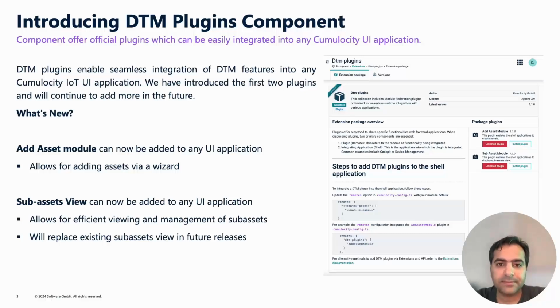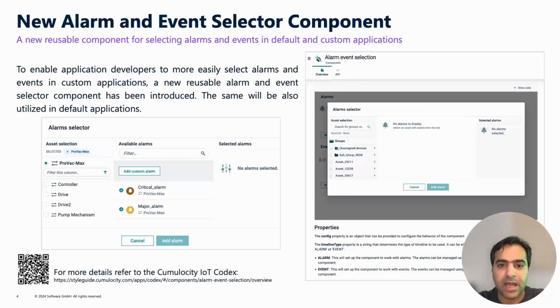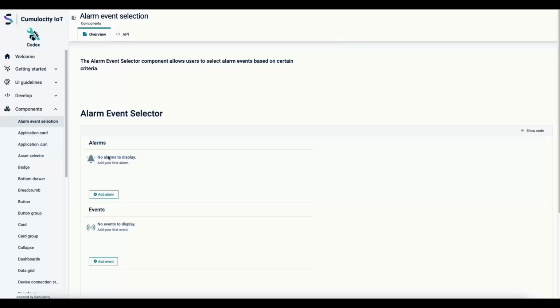We have now added a reusable alarm and event selector component to make selecting alarms and events easier. This new component can be utilized by developers to simplify development for custom applications, and will also help us maintain consistency across default applications. For more details on this, please scan the QR code or explore the component live on the Cumulocity IoT Codex.